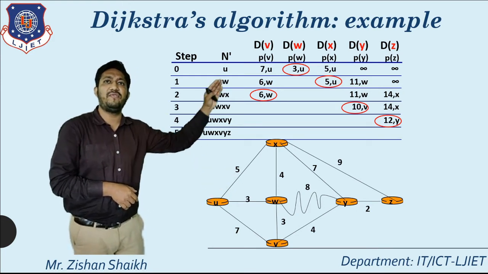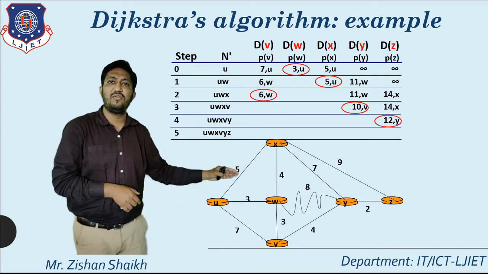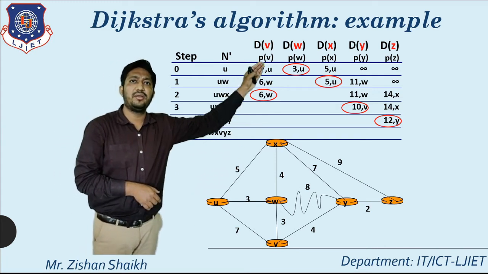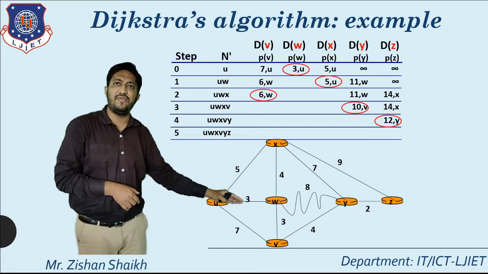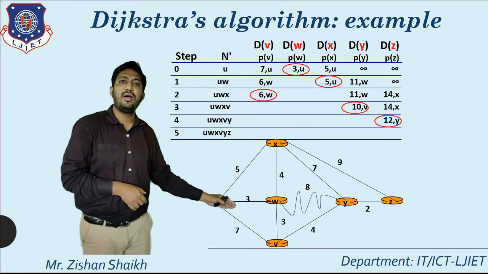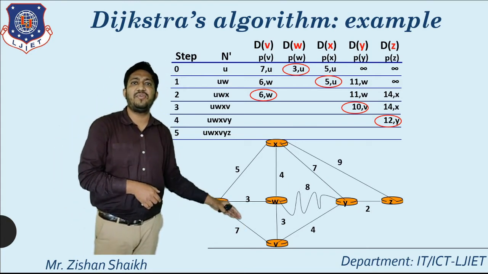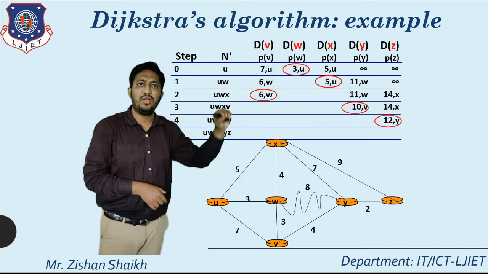So we can put the values. From U to X we can reach with value 5. Next, U to W we can reach with value 3. And from U to V we can reach with value 7. So all three values we can put.